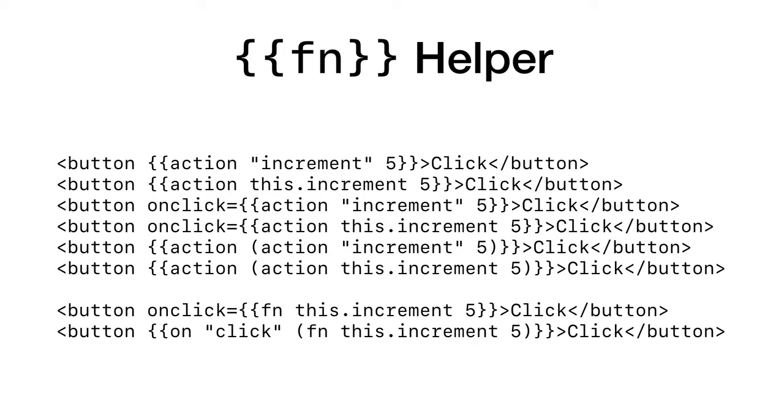So we're all very used to calling action, passing the name of an action and a parameter. If we're using the action decorator, we can pass this dot increment and a parameter. If you happen to be a fan of the onclick format, which I will attempt to tear down in the next RFC, you can pass the same thing to the onclick. We also can call action, which in itself gets a little incepty.